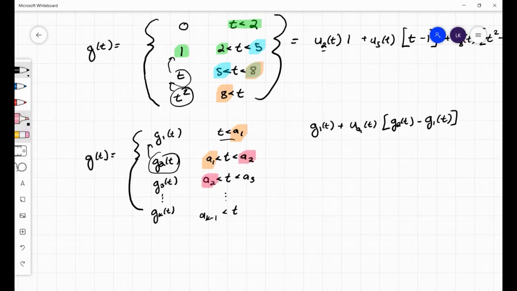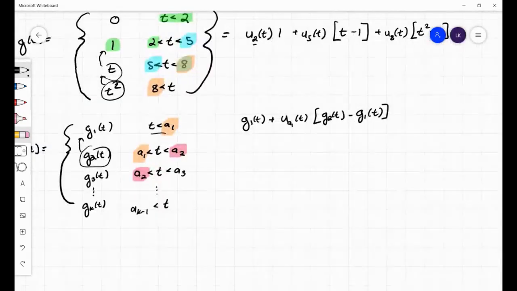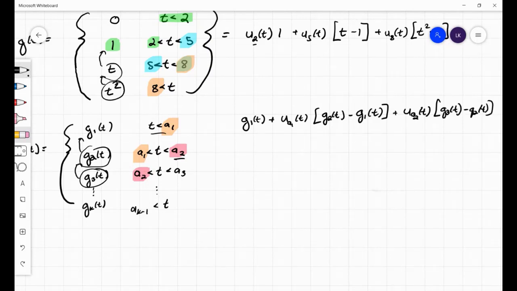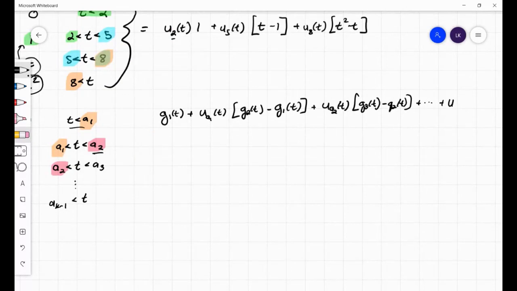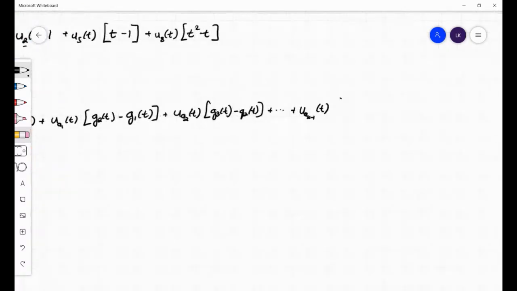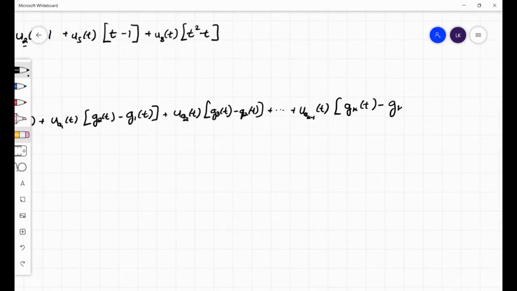At the next transition time, we again introduce the step function that turns on at a2, and then we add in the new piece that we want, but subtract out the preceding piece. And then we keep doing this until we get to the final time, a sub k minus 1. We have a step function turning on at the last transitional time. We add in the next piece and subtract out the preceding piece of our piecewise function.